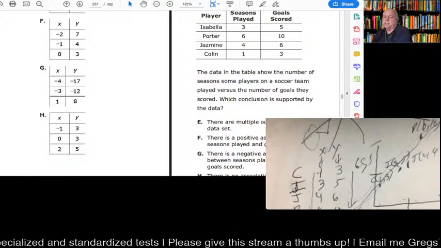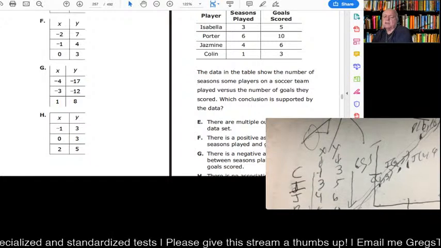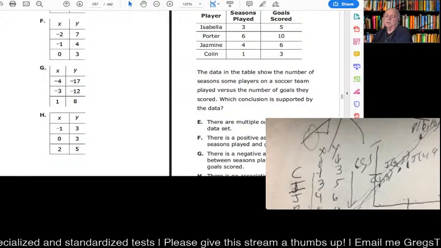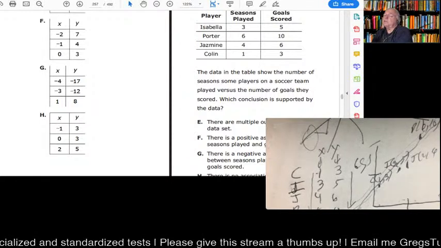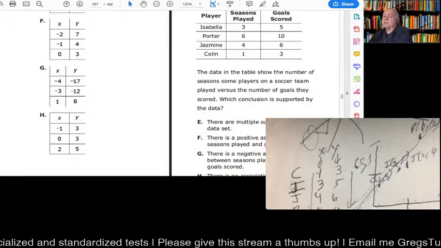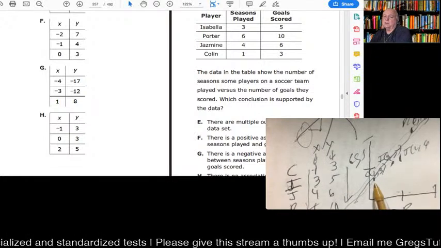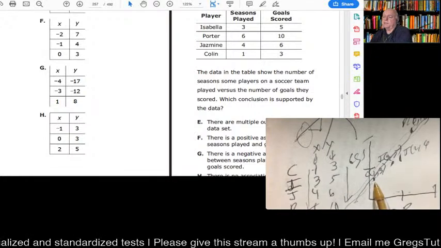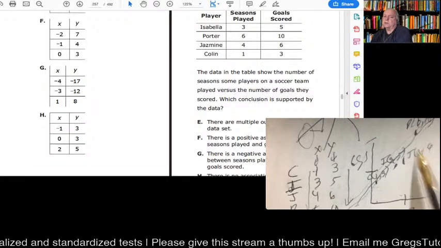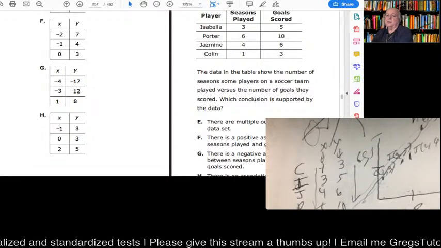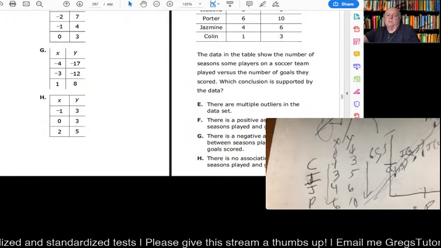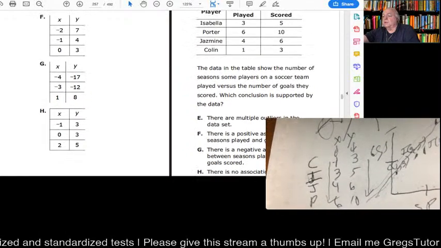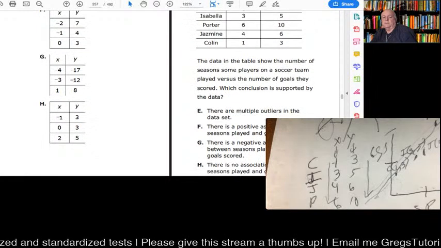Okay, G looks like it's exactly the opposite of F. So if you know how to read these, then it's either F or G, depending on how you look at it. But it's not G. There's not a negative association, right? As the number of seasons increased, so did the number of goals. Okay, and then H fell off the screen here, and it says there's no association. Well, it looks like there is one, so it's F. Okay.